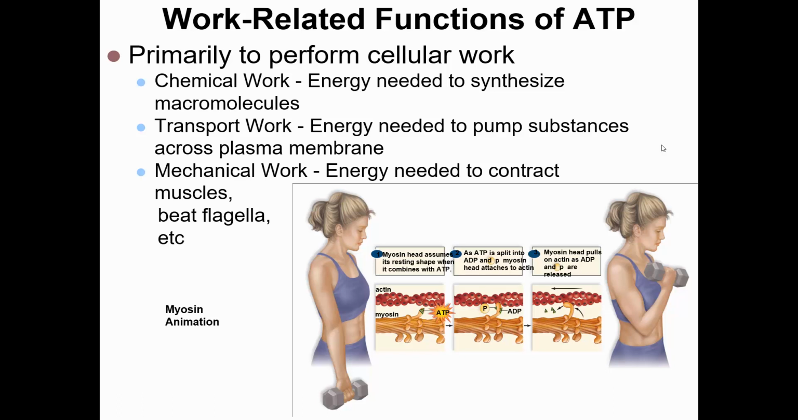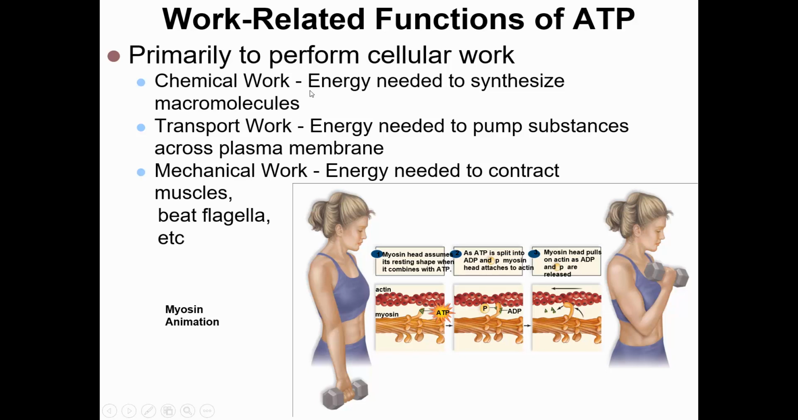Now, we could ask the question, well, what does the breakdown of ATP allow to happen? It's sort of a trick question. Everything that happens in the cell, and therefore in the body, happens as the result of the transformation of ATP to ADP. So, here are some examples that are provided by our text.